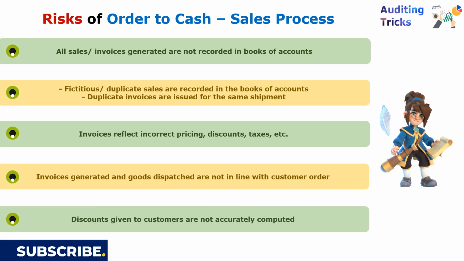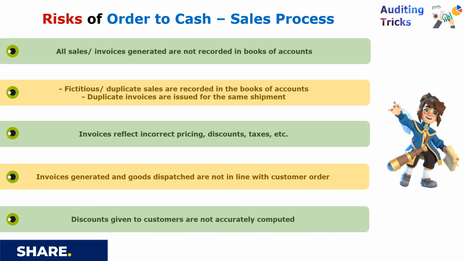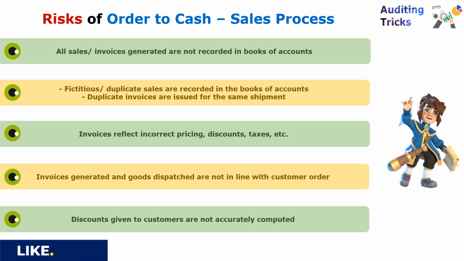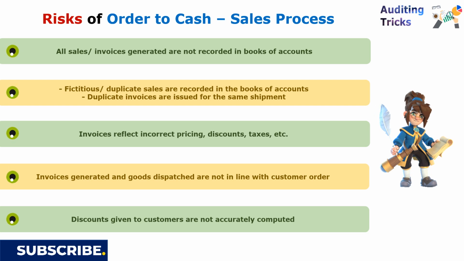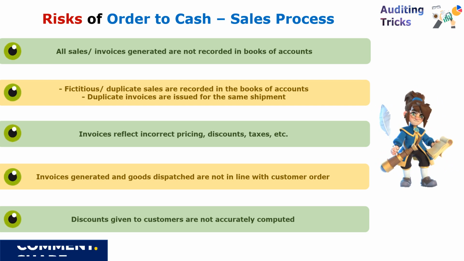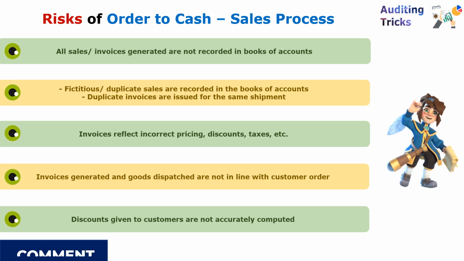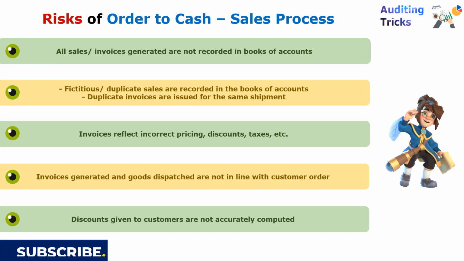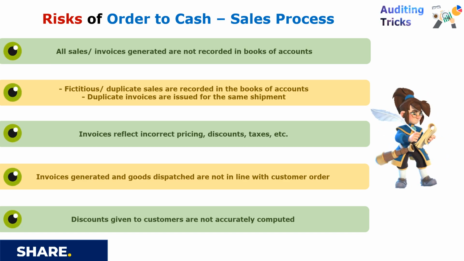The next is that discounts given to the customers are not accurately computed or calculated. Here we need to ensure that all the discounts were computed correctly and verified. It could lead to a fraud risk and could be rated as a medium risk.